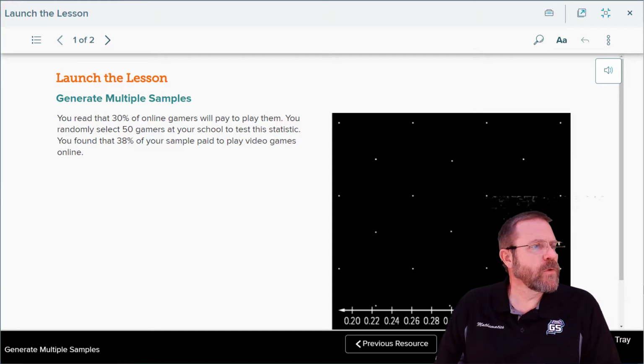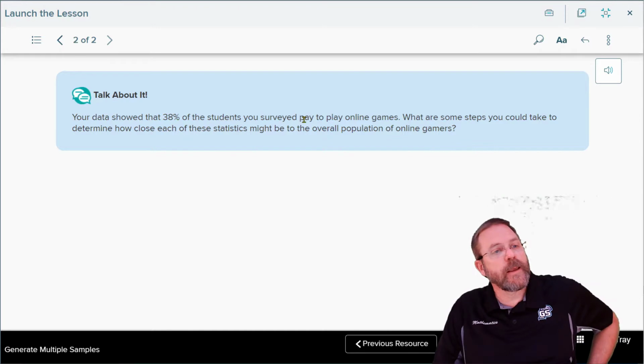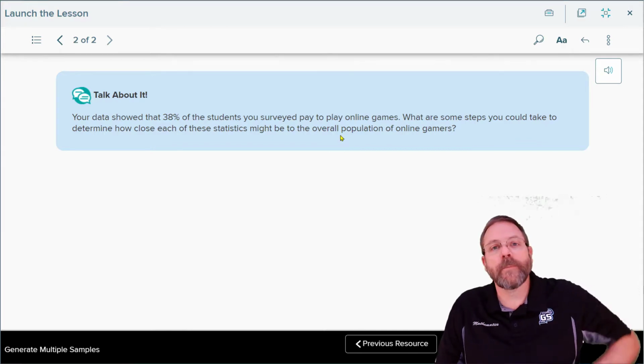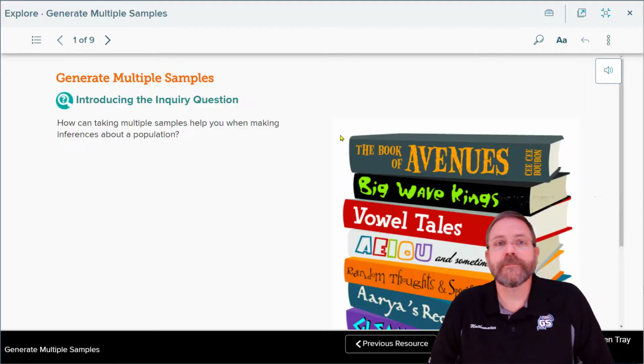You read that 30% of online gamers will pay to play them. You randomly select 50 gamers at your school to test this statistic. You found that 38% of the sample paid to play video games online. Your data showed that 38% of the students you surveyed pay to play online games. What are some steps you could take to determine how close each of these statistics might be to the overall population of the gaming? These are some of the things we'll be talking about in today's lesson.